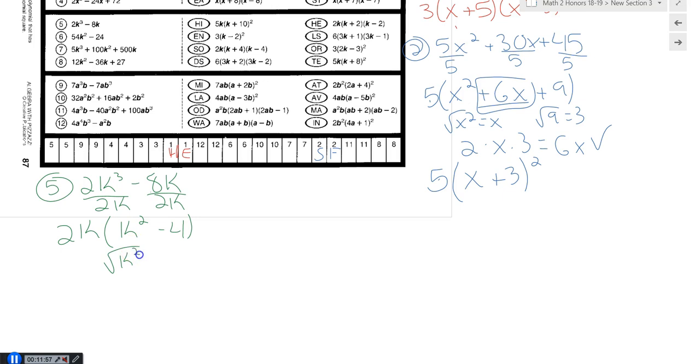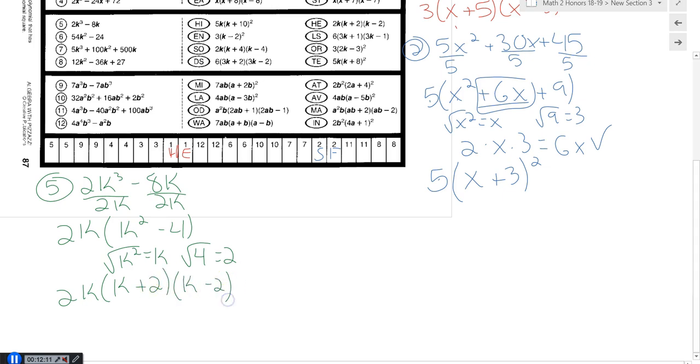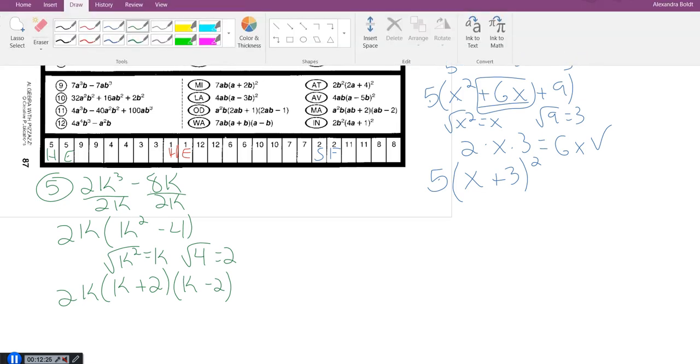Now I'm doing the square root of k squared. Okay, square root of 4 equals 2. 2k still goes on the outside. This is difference of squares, so it goes to k plus 2, k minus 2. HE. Oh my god, another HE for number 5. And then the last one we're going to look at is number 10.